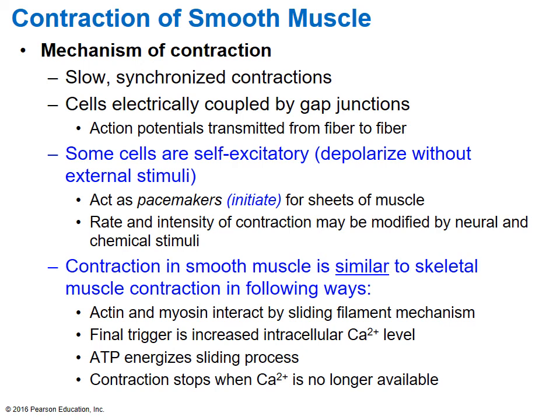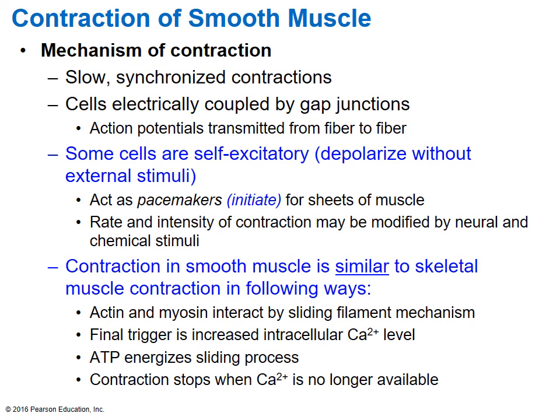The second point is that you still need calcium levels on the inside of the cell to be high for you to have your initiation of your cross bridges. You will still need ATP to maintain your contraction. So that's the third thing that they have in common.